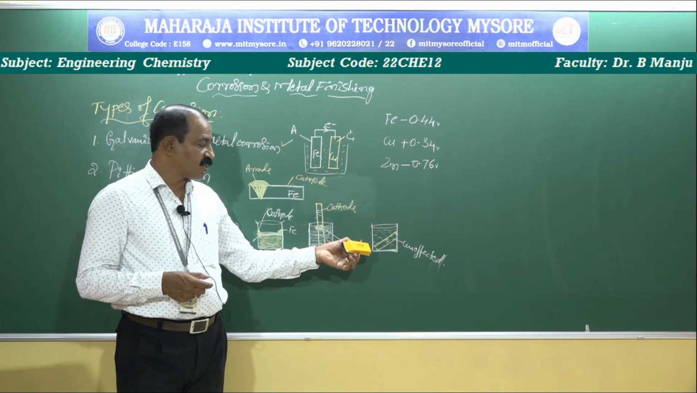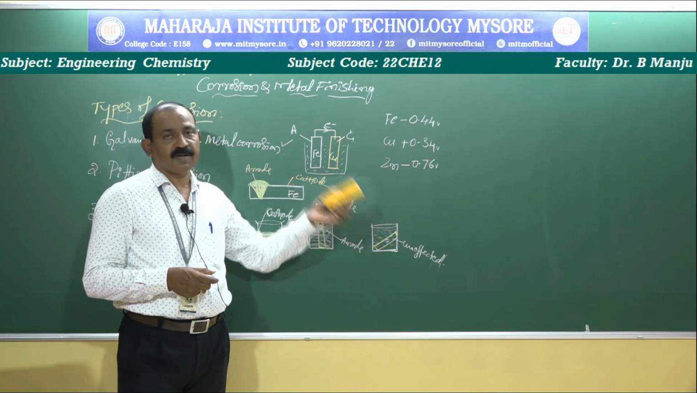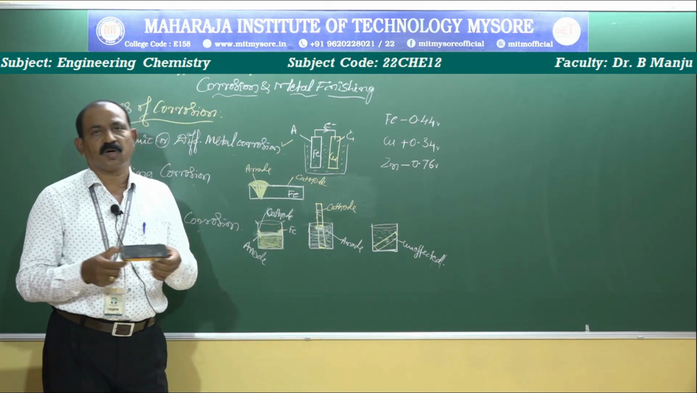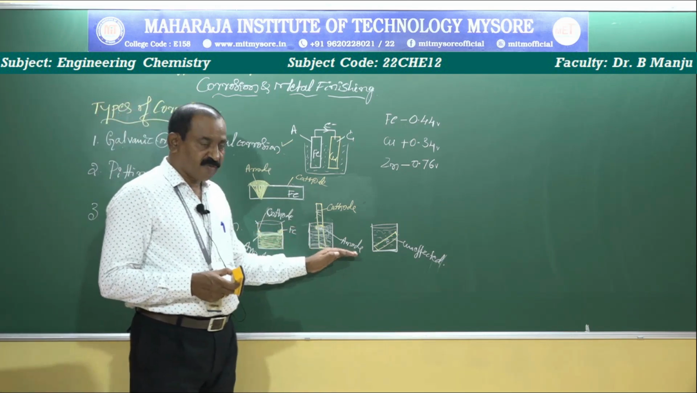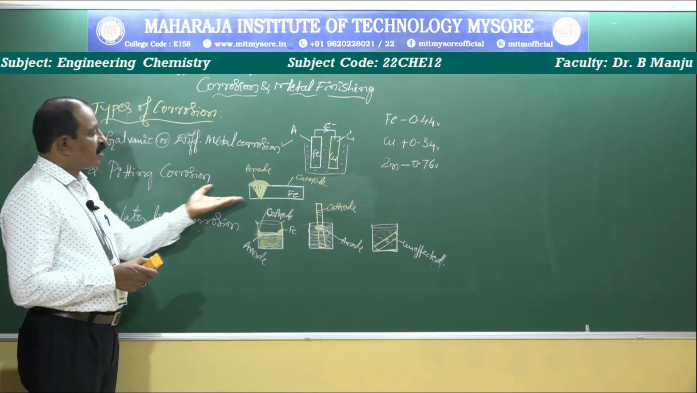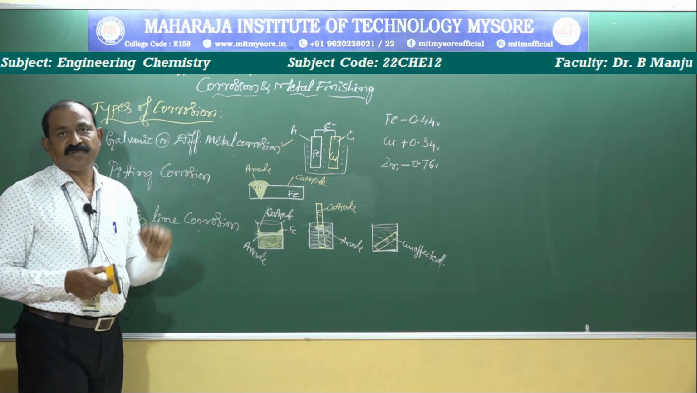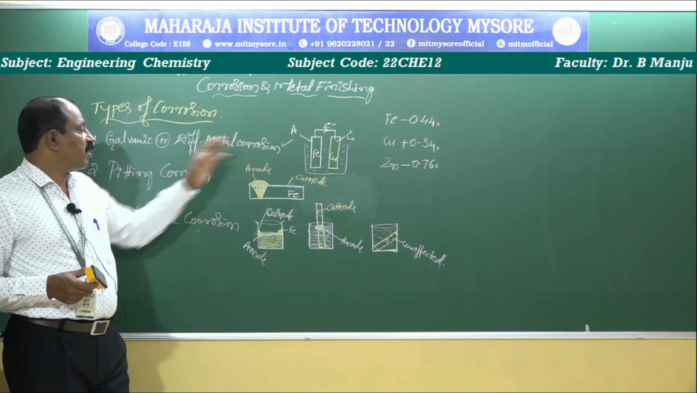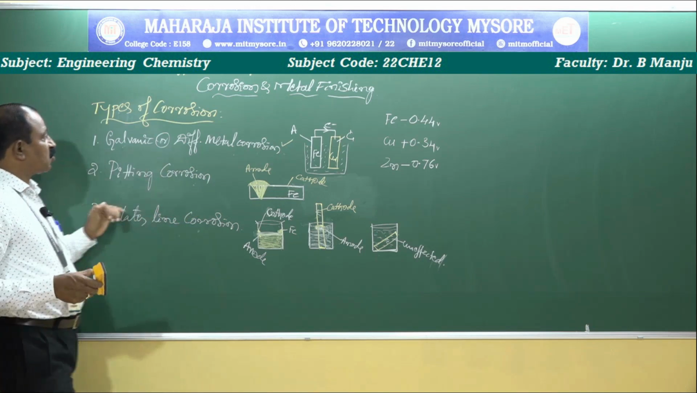When immersed inside, it is not affected. After some time, it may be 24 hours or 6 hours, whatever, you can take it out and expose it to the atmospheric oxygen, and the whole surface undergoes corrosion. We can understand that this type of corrosion we call waterline corrosion. This type of corrosion we call pitting corrosion. If you consider two different metals, one of the metals will undergo corrosion, that we call differential metal corrosion. That is about the types of corrosion.